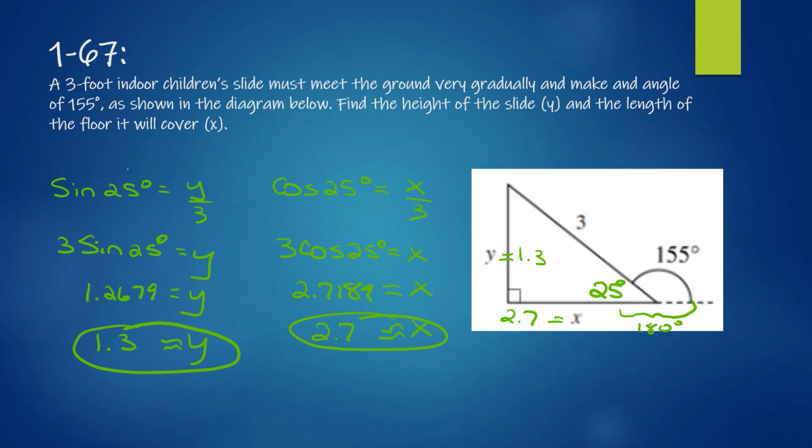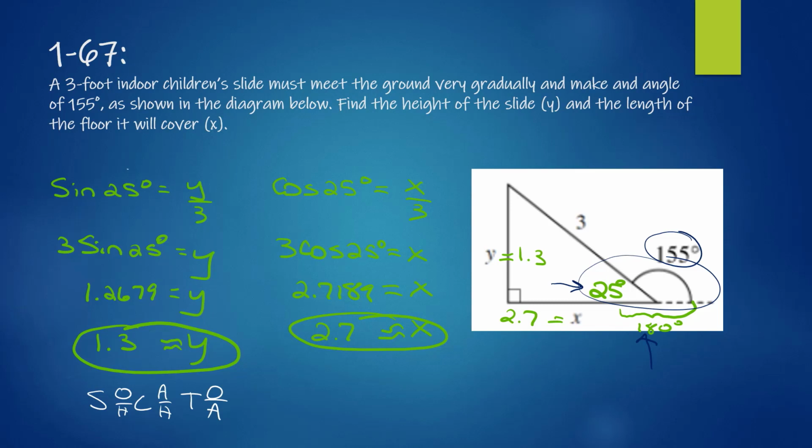1-67 is basic right triangle trig, which I really, really like, I told you. But you'll see here that I have pointed out that these 2 angles form a linear pair. They equal 180 degrees. So this 155 tells me that this equals 25 degrees. Then I'm just using my good old SOHCAHTOA again to help figure out the solutions here.